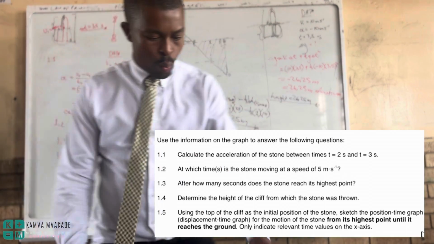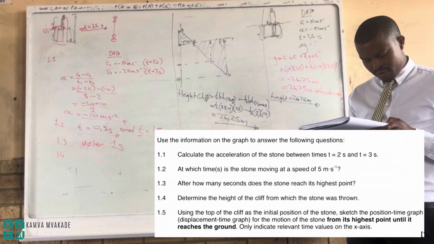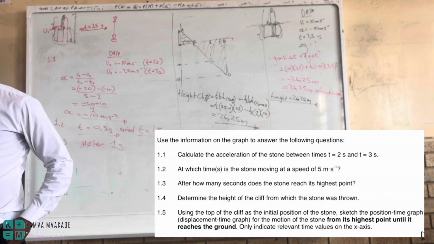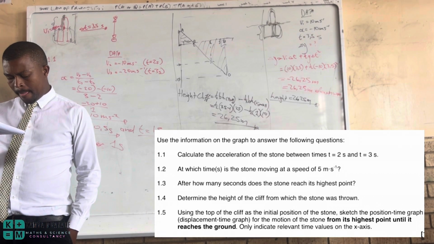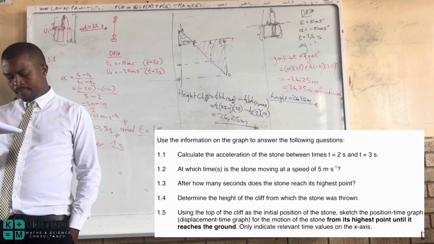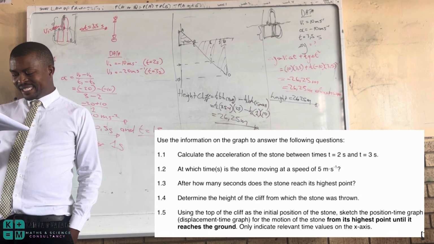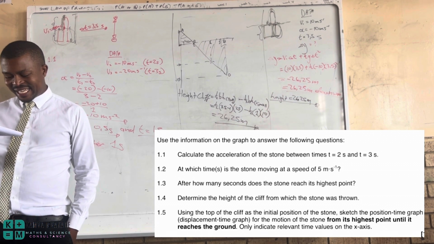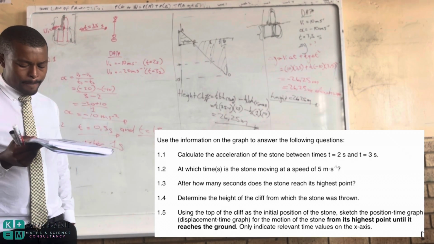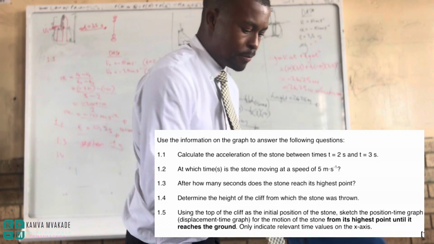Now, what is the next question? It's 1.5. Using the top of the cliff as the initial position of the stone, sketch the position time graph, the displacement time graph, for the motion of the stone from its highest point until it reaches the ground. Only indicate relevant time values on the x-axis. So this is what we're going to do for this part.